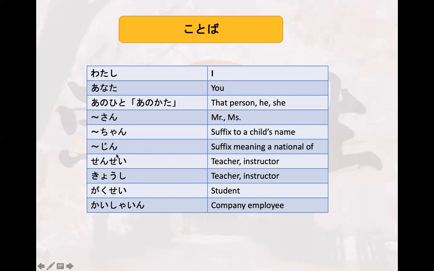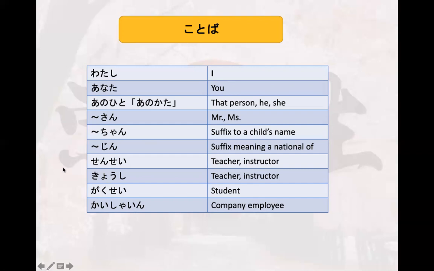Now we have two types for teacher or instructor, we have the first one is sensei, and then the second one is kyoshi. How do we know the difference? Now, sensei is basically used for addressing. Halimbawa, ma'am, sir, ganyan. Kaya when you say like Lani sensei, you say the name first before the sensei. It's not sensei Lani, so it's wrong. It should be Lani sensei. So it's first name basis, no?